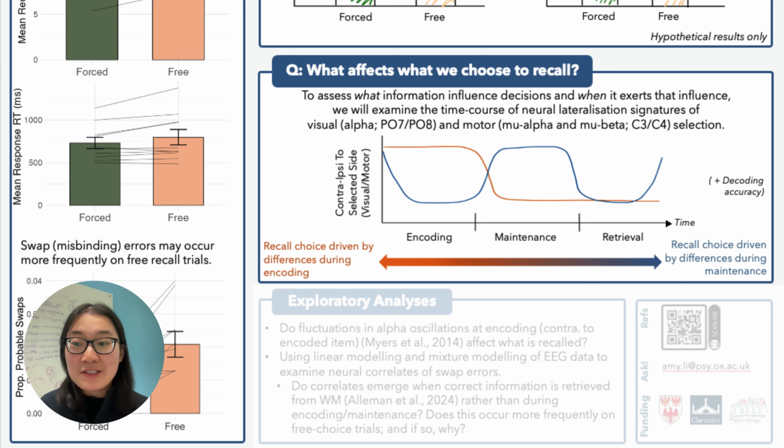A second question of interest in the study would be what affects what we choose to recall when we're given that choice. And to assess what information influences decisions and when it exerts that influence, we'll apply time frequency analysis to EEG data on free recall trials and examine the time course of neural lateralization signatures of visual and motor selection.